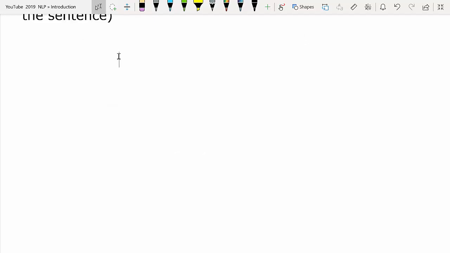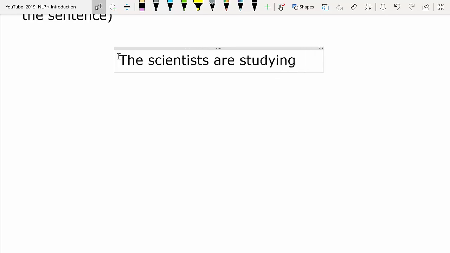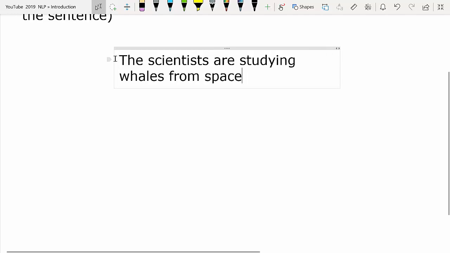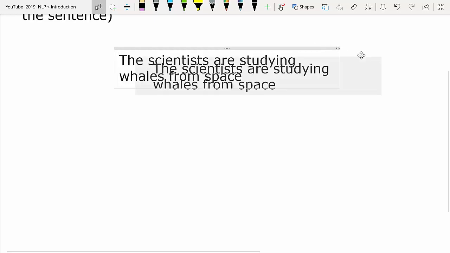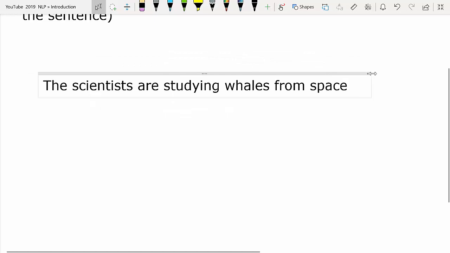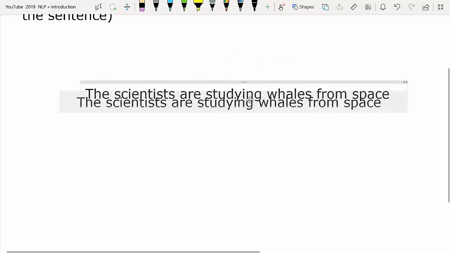So to give you an example, let's take a sentence which is something like: the scientists are studying whales from space. Okay. Let me just try to extend this so that we have all the words here. Nice.